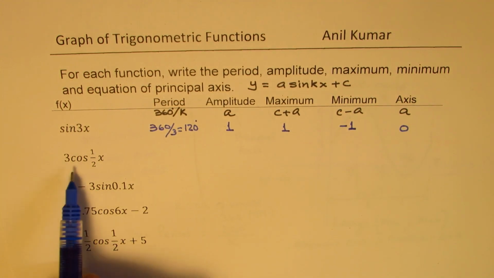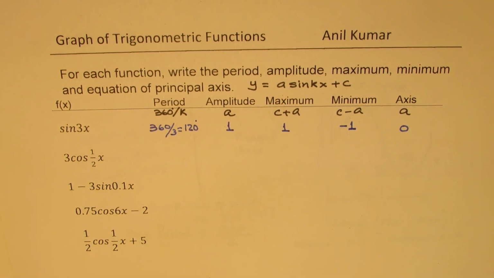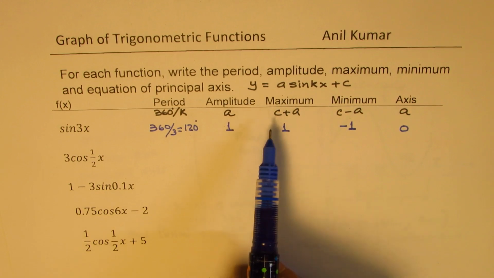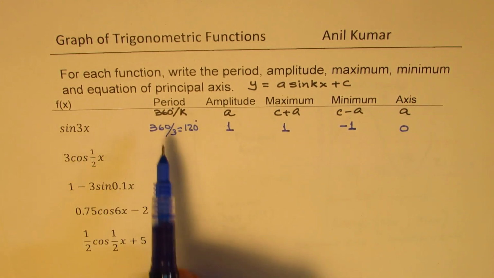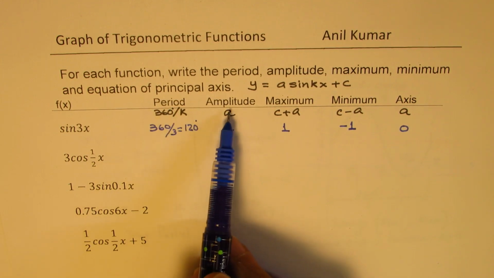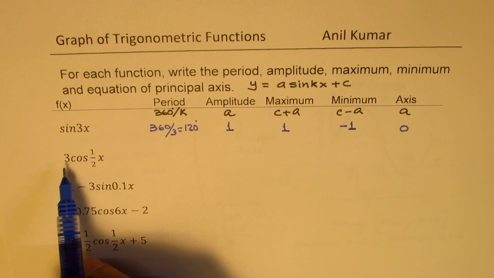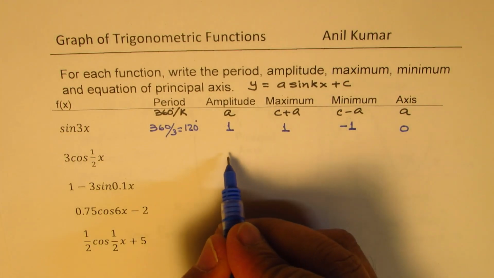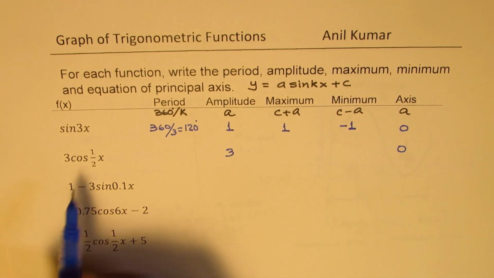Now let's look into 3 cos half x. Well, sine and cosine are similar functions, so it doesn't really change, right? Except for at 0 you will have maximum, not 0. But that will not affect period, amplitude, maximum, minimum, and axis. So these things remain the same. So 3 is the amplitude, right? So we can write now 3 for amplitude. C is not there, so I'm writing 0 for axis.